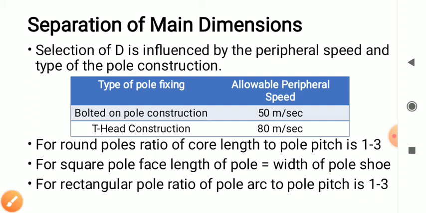So, by taking these constraints, we can separate the main dimensions D and L from the product D square L. Further detail about the separation of main dimensions we will discuss while solving the examples in the next lecture.